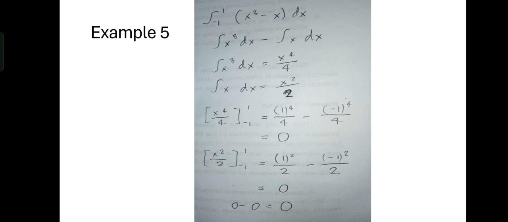Next, we're going to evaluate x squared over 2 from -1 to 1. We have here 1 squared over 2, because 1 is our upper limit, subtracted by -1 squared over 2, because -1 is our lower limit. So 1/2 minus 1/2 is still equal to 0. So the answer for this example, our example 5, is 0.